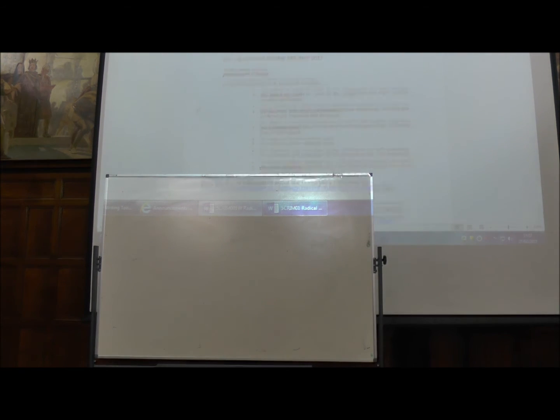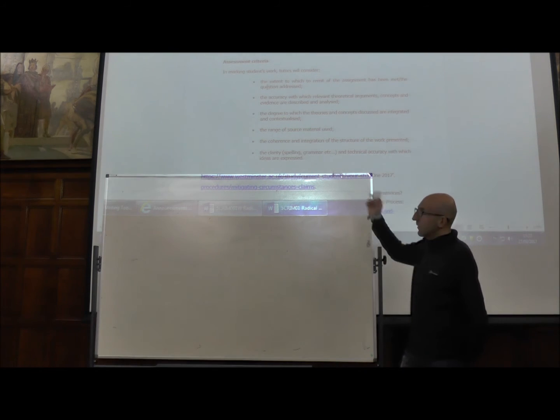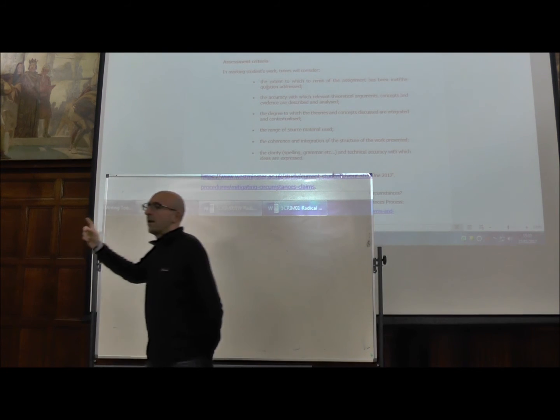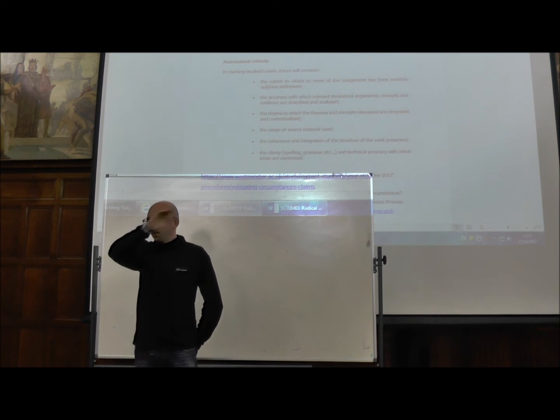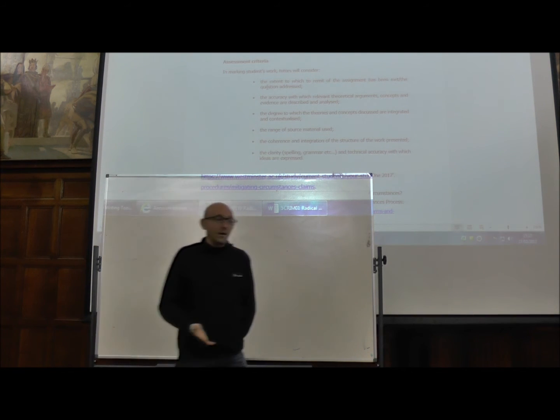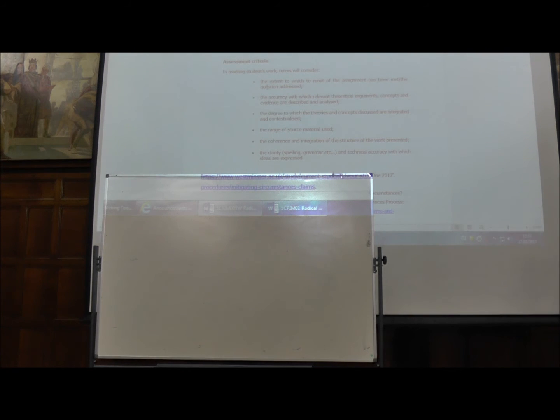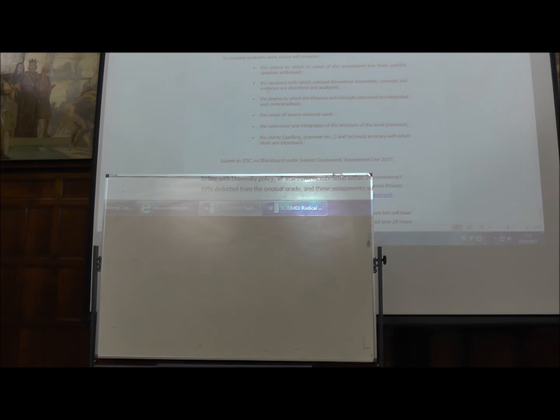Okay, right, this is the assessment criteria, okay? In marking students' work, these are the things that we're going to be considering. The extent to which the remit of the assignment has been met, okay, the question addressed. Have you actually done what is required? Have you applied one of those chronological perspectives or theories to a topic that you've looked at in one of these other modules? Have you actually done that? Some of you are not going to do that, in which case you're going to get a low mark in this component. The accuracy with which relevant theoretical arguments, concepts and evidence are described and analysed.